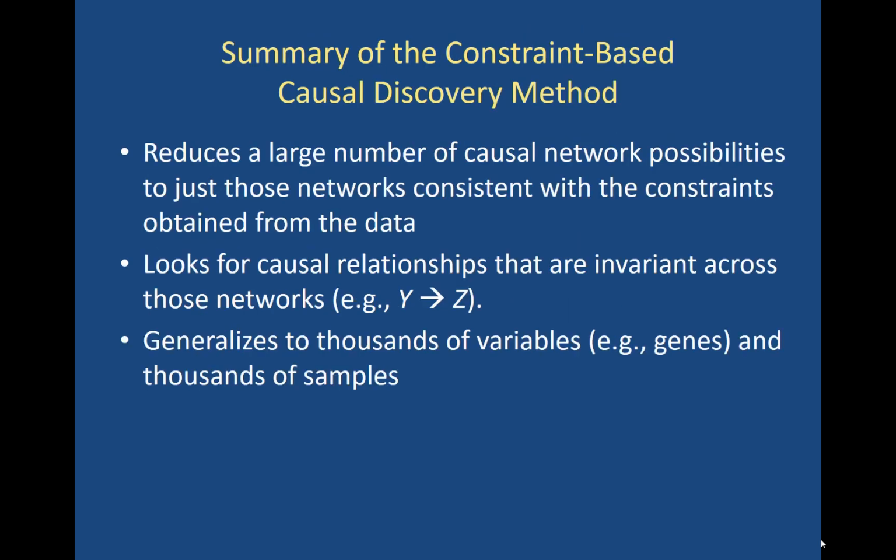So in summary, for the constraint-based causal discovery method, what it does is it reduces a large number of causal network possibilities to just those causal networks that are consistent with the constraints found in the data. And it looks for the causal relationships that are similar or invariant across those networks. In the example that we saw, it was that Y causes Z, and they are not confounded. They have no hidden confounding. This method, although we've just considered it for three variables, generalizes to thousands of variables, for example, gene variables, and thousands of samples.